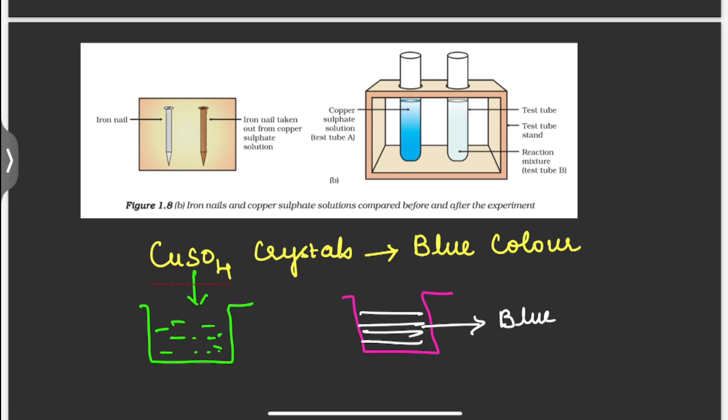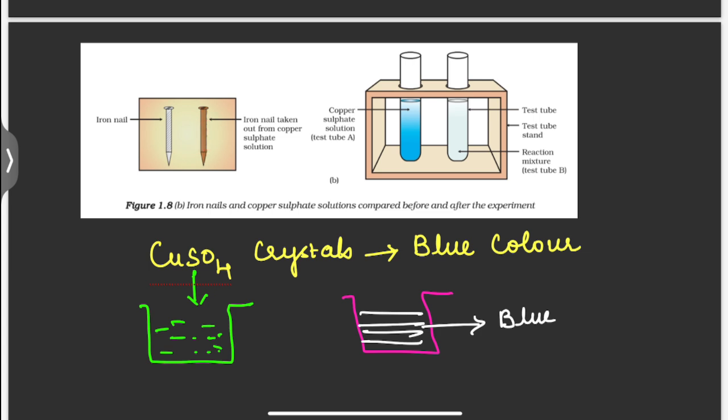Now what you have to do is take an iron nail. What is the color of the iron nail? Initially it is silver gray in color. We are going to dip this iron nail in copper sulfate solution, which is blue in color. Can you see here it is blue? Dip this iron nail in the copper sulfate solution and leave it for 20 minutes. After 20 minutes, if you take that iron nail, you can see brown color deposition on the iron nail. What is this brown color which is deposited?